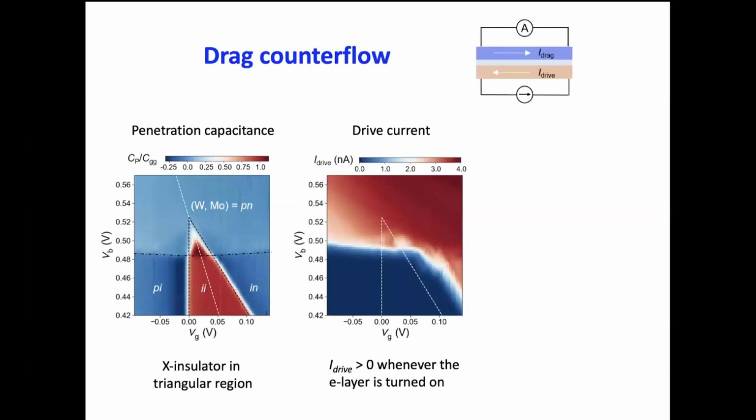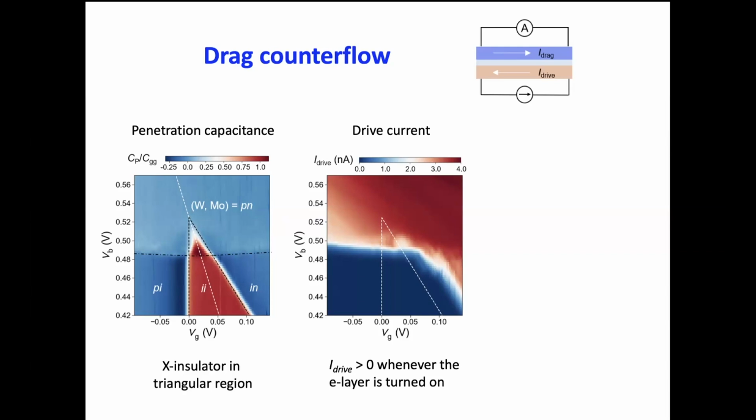Okay, so this is the result. This is again the phase diagram measured by penetration capacitance, showing the II, NPI, and PN regions here. And this is basically the map for the drive current, which is in the electron layer here. Red means that you have a drive current. This part you have no drive current, which is totally expected. You only have a drive current when the N layer is turned on, so only in the IN and PN region. So you have a drive current only inside this region here.